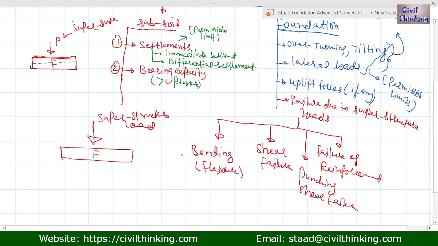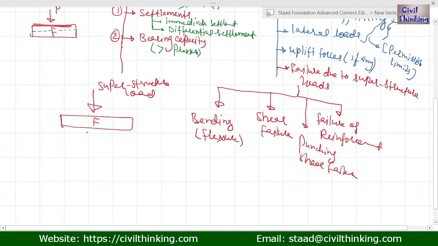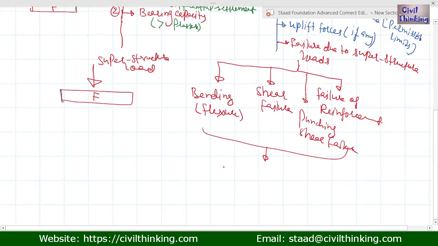We have to design our foundations such that there is no failure due to bending or shear or punching shear or failure due to the reinforcement. So we need to do some checks on all of these so that they are within the permissible limits, or they are less than the bearing capacity of the foundation itself. So how do we do all of these checks? We do this using the ultimate design method.